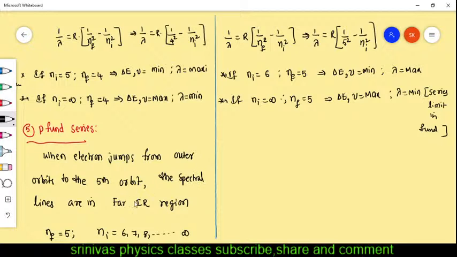Okay, this is about the line spectrum of the hydrogen atom. Is it clear, students, till now?